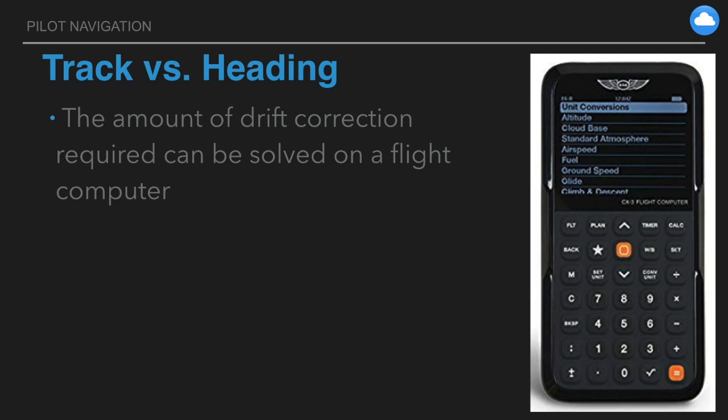Anyhow, the nice thing is that your CX3 does this really, really quickly. And even if you have a CX2, it's pretty quick. The other way we used to do it was with a circular slide rule. We used to spend hours and hours learning to use that thing. You guys are lucky that you don't need to do this.